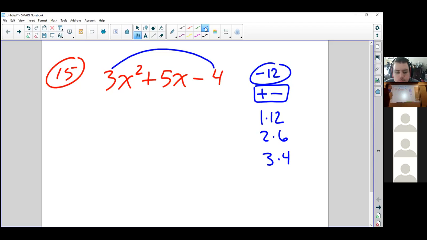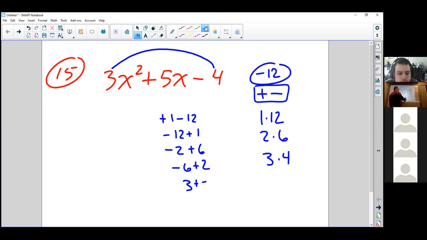And we take a look at it and say, okay, I have 1 and 12, I have 2 and 6, and I have 3 and 4. Are there any of those that I could add together, one being positive, one being negative, that would add up to 5? And the answer is no. So I couldn't have positive 1 and negative 12, or negative 12 and positive 1. I couldn't have negative 2 and positive 6, or negative 6 and positive 2. I couldn't have positive 3 and negative 4, and I couldn't have negative 3 and 4. None of those work.